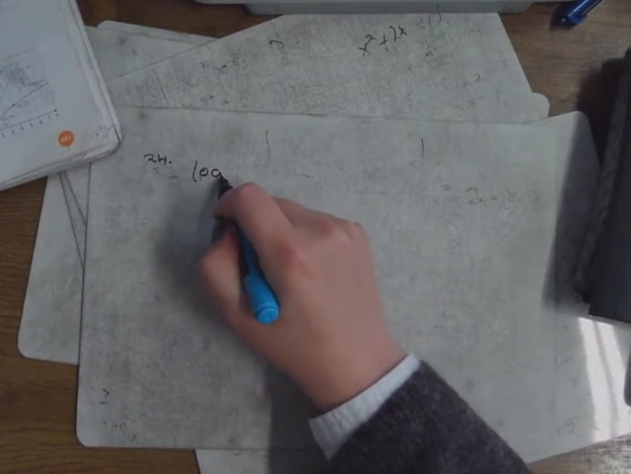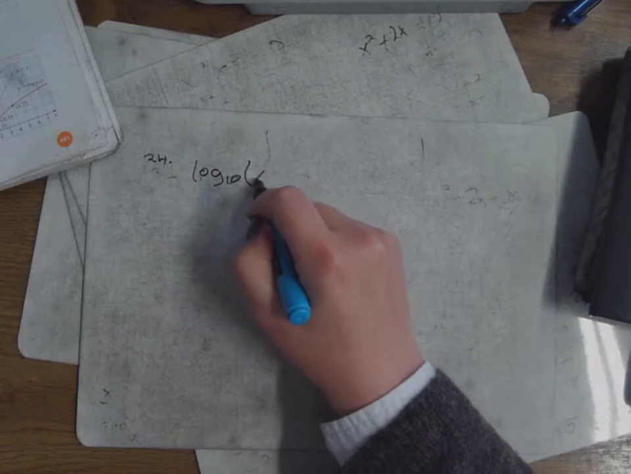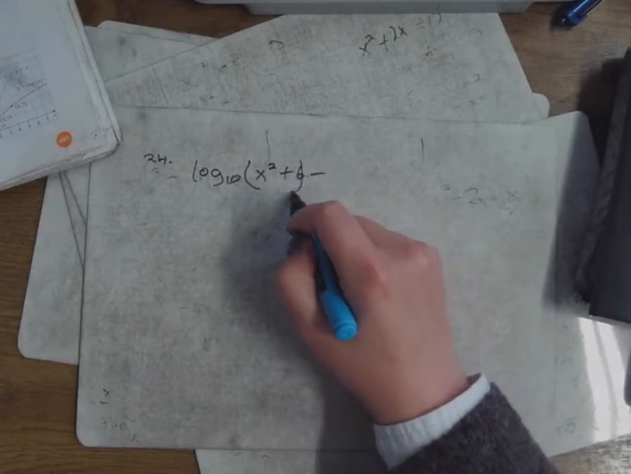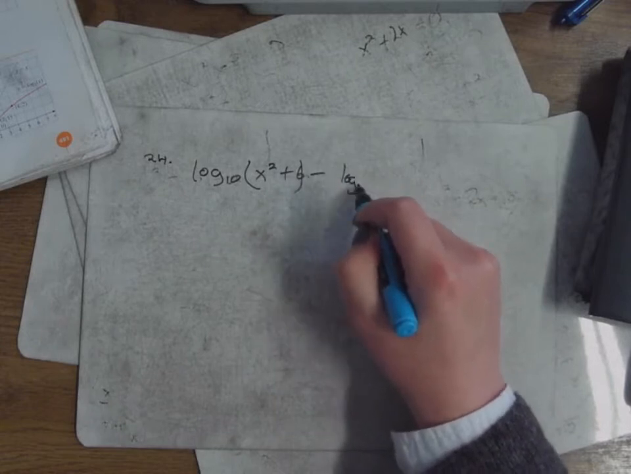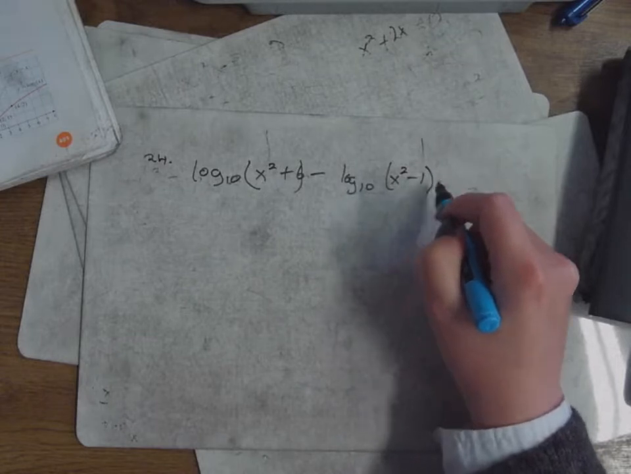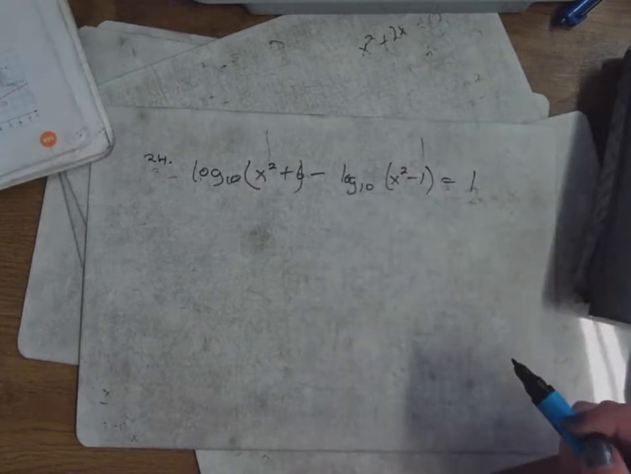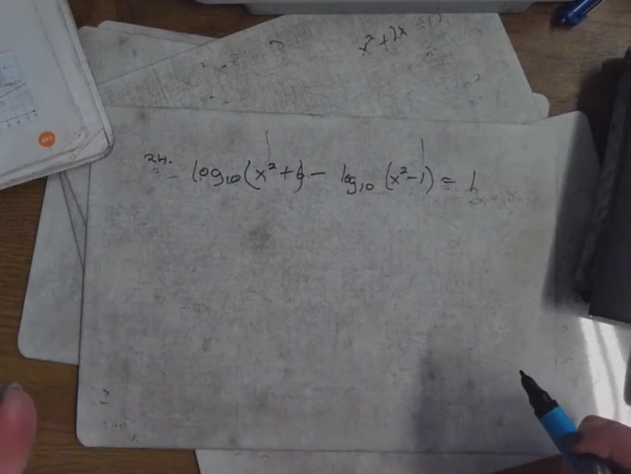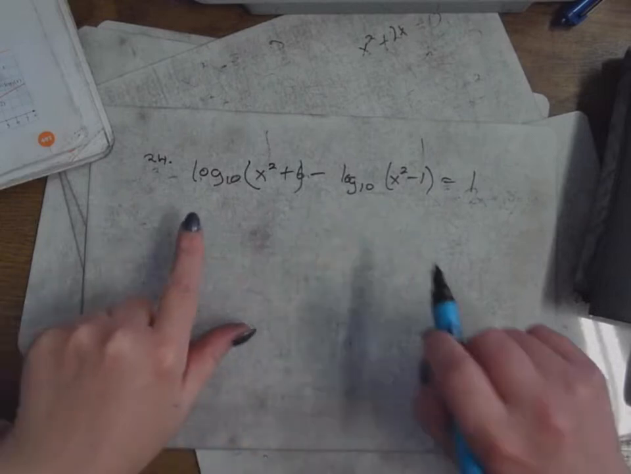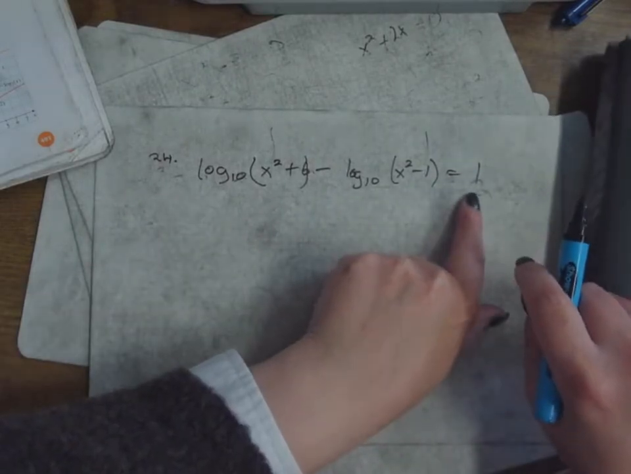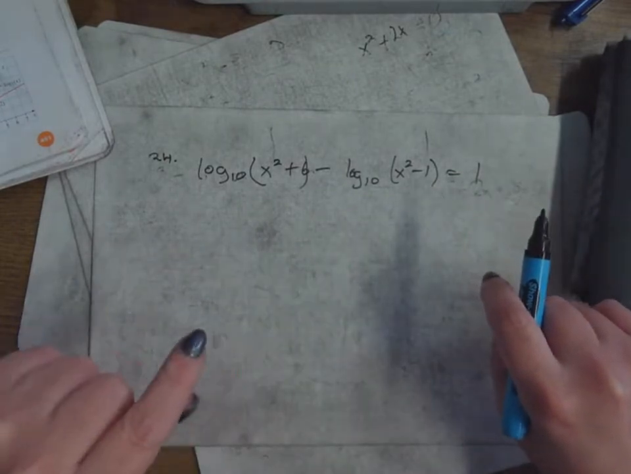Log to the base 10 of x squared plus 6 minus log to the base 10 of x squared minus 1 equals 1. So you either change it to a log on one side equals a log on the other side, or a log on one side equals a number and you change it back to an index. In this case, I'm probably going to be squashing this into one log, right? And this is a number, so I'm going to change it back to an index.